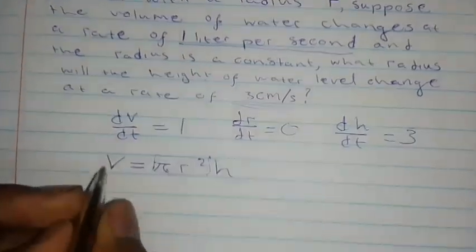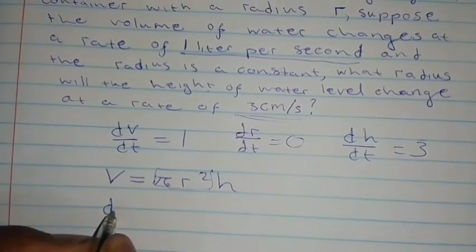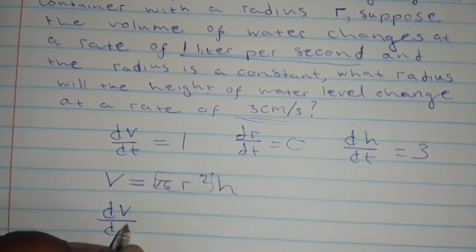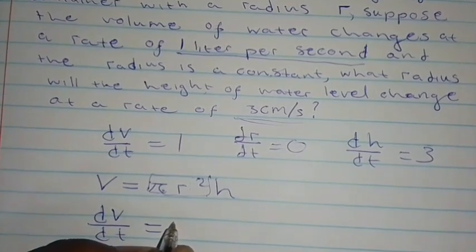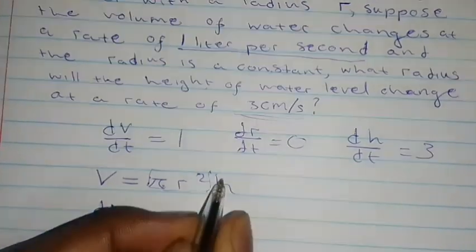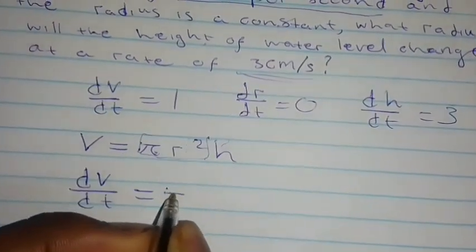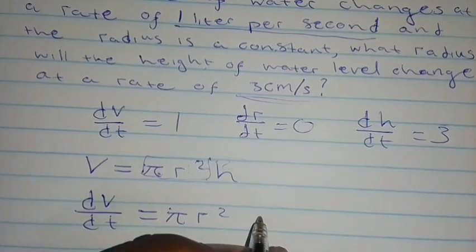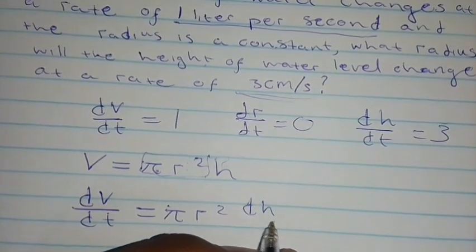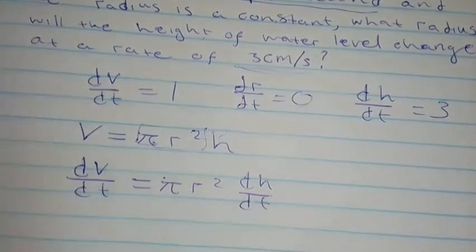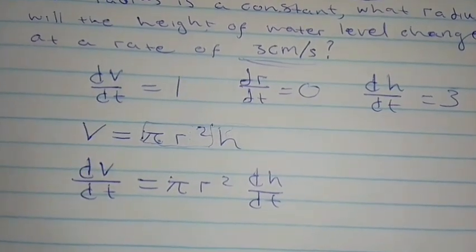Now I'm going to differentiate that. I'm going to have dv over dt is equals to pi r squared is a constant. Then I'm going to have to differentiate h. The derivative of h is 1, but you have to show that you were differentiating h with respect to t. So that's your formula. That's what you have.